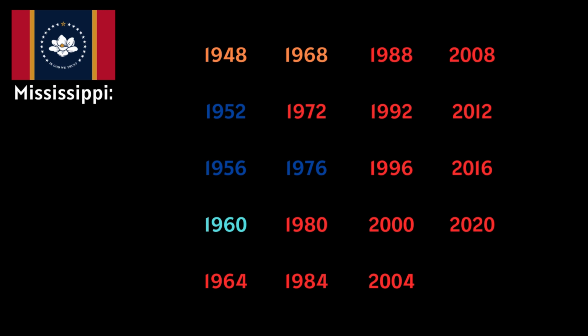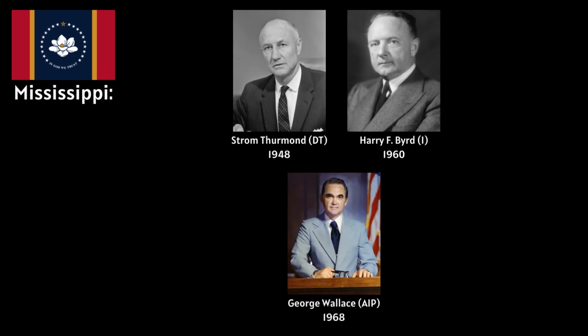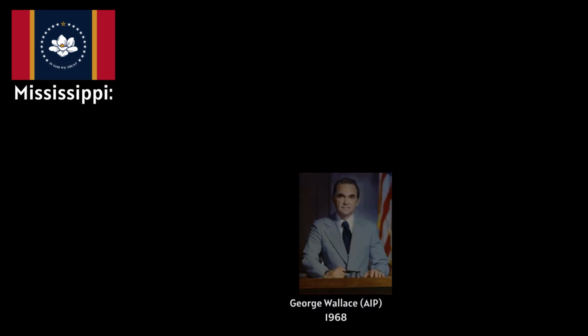Mississippi tends to choose one party and stick with them for a very long time. Mississippi had voted Democrat in every election from 1876 to 1944, but broke their streak as they voted for Strom Thurmond and the Dixiecrats in 1948. Since then, they have voted for 3 Democrats, Stevenson II in 1952 and 1956, as well as Carter in 1976. And apart from voting for Byrd in 1960 and Wallace in 1968, they have voted Republican in every other election.